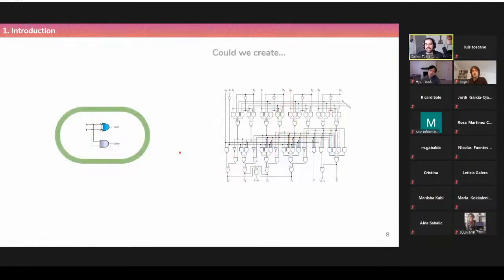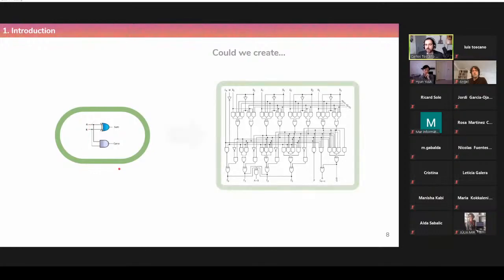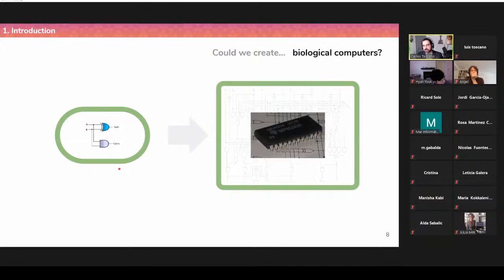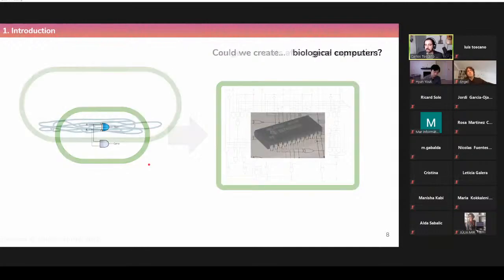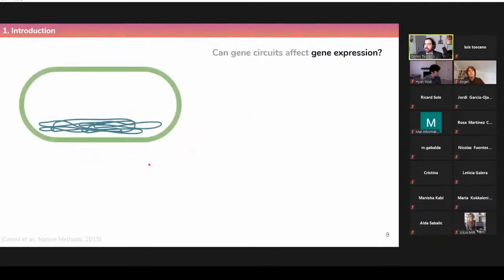So if we can implement single logic gates in individual cells, couldn't we put all these logic gates inside one single cell and then force that cell to act in the same fashion that this chip does, which is, by the way, an arithmetic logic unit? It's a component present in every computer. And well, not so fast, because maybe gene circuits can affect gene expression.